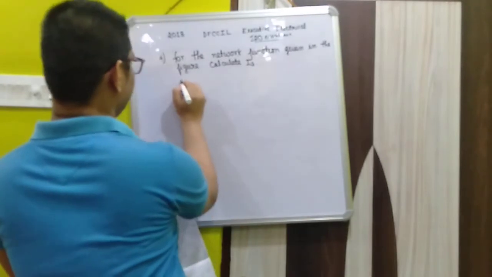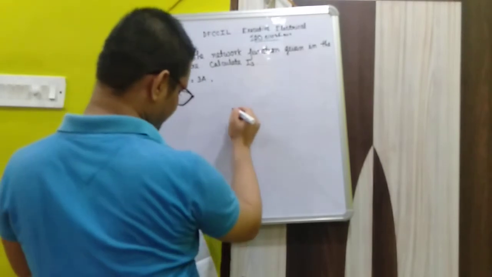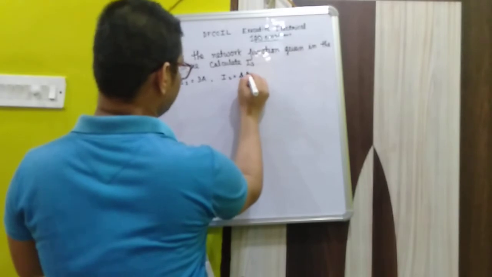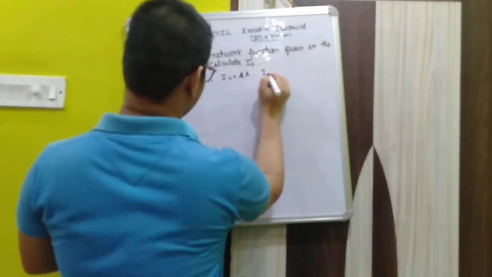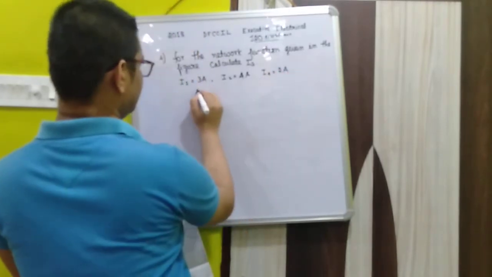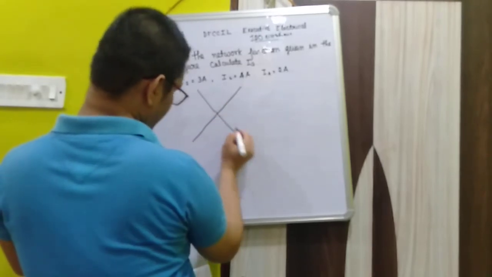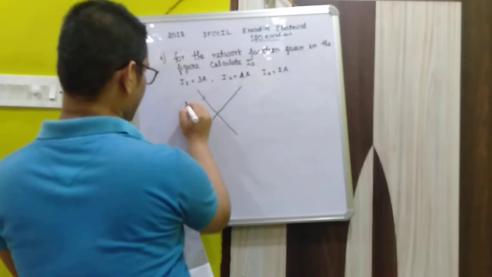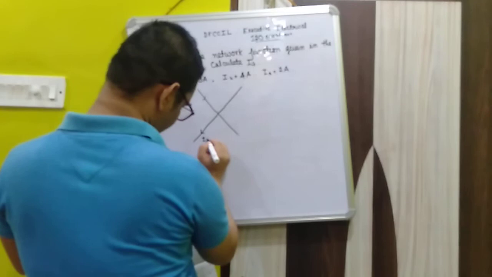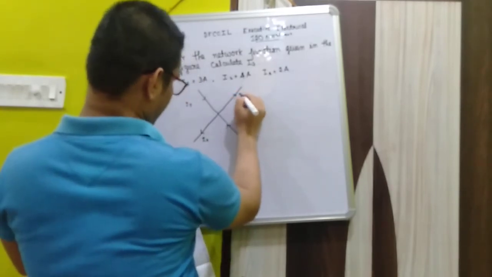So the values are given. I1 is equal to 3 ampere. These values will be given in the examination. I2 will be 4 ampere, and I4 will be 2 ampere. So this circuit is given in the question. This is the node given, and I1 is going to the node. This is I1 going here, and this will be I4. This is I3, and this is I2.